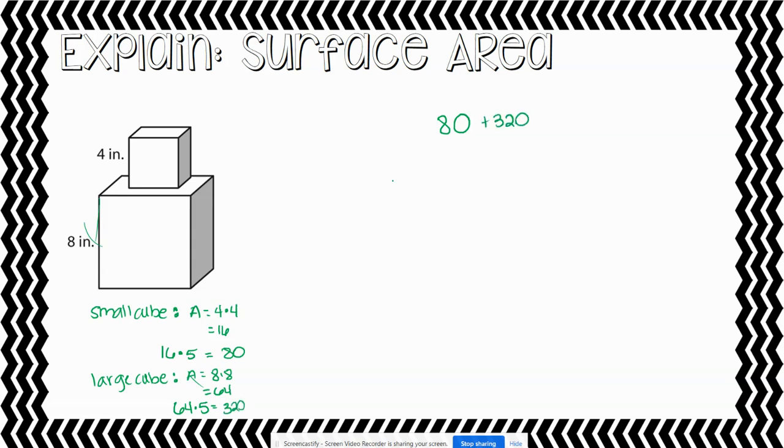Now, I'm close to done, but I'm not quite there because there is still a surface up here. It's not the full 64 for the large cube. What it actually is would be all of the 64 that the large cube would have, but we would need to take away the surface of the small cube that is on top of it. So for this side right here, I would need to do 64 minus 16, which would give me 48. So I would add 48 to this. Well, if I do 80 plus 320 plus 48, I am going to get a surface area of 448 inches squared.